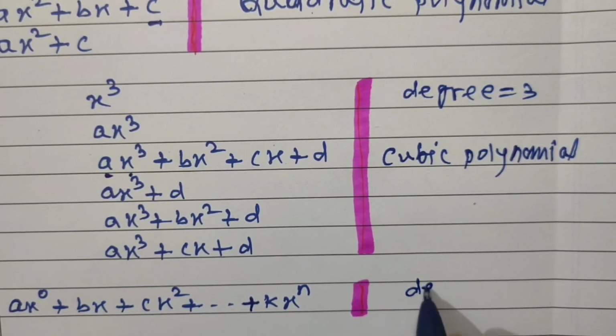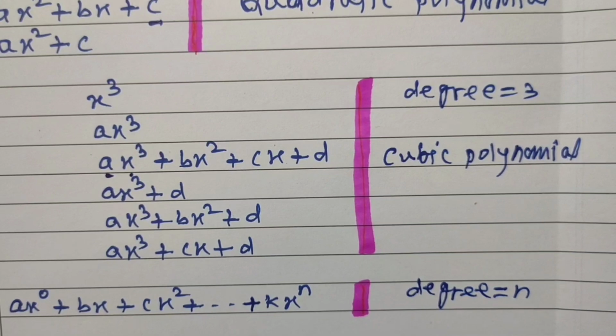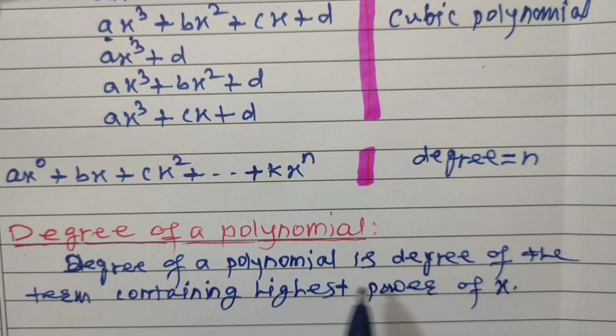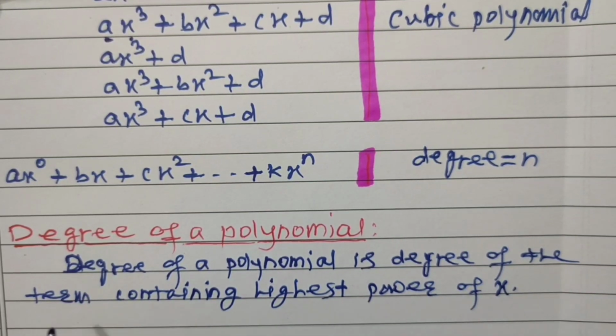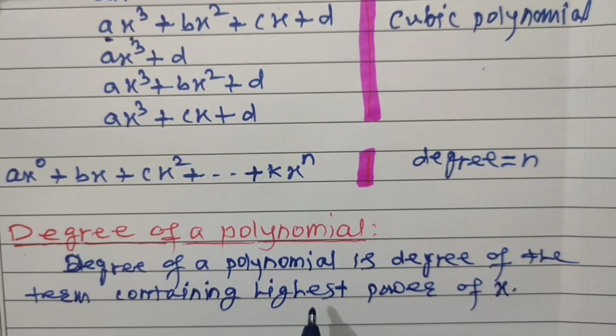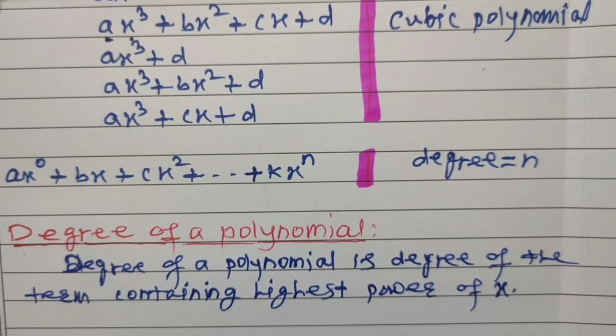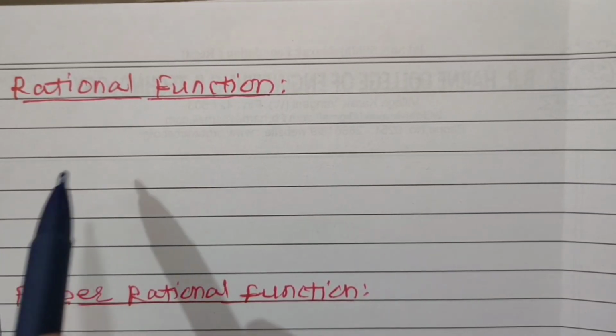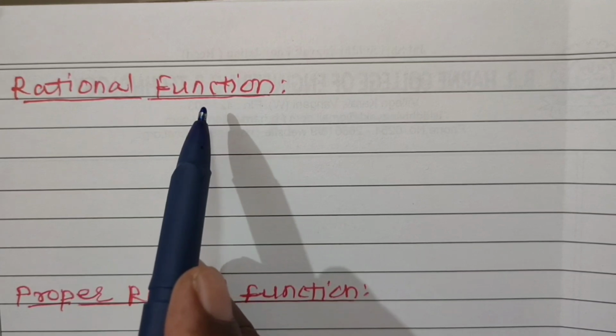So degree is equal to n. Hence we can define degree of a polynomial: degree of a polynomial is the degree of the term containing highest power of x. Now let us know about a new concept, that is rational function.